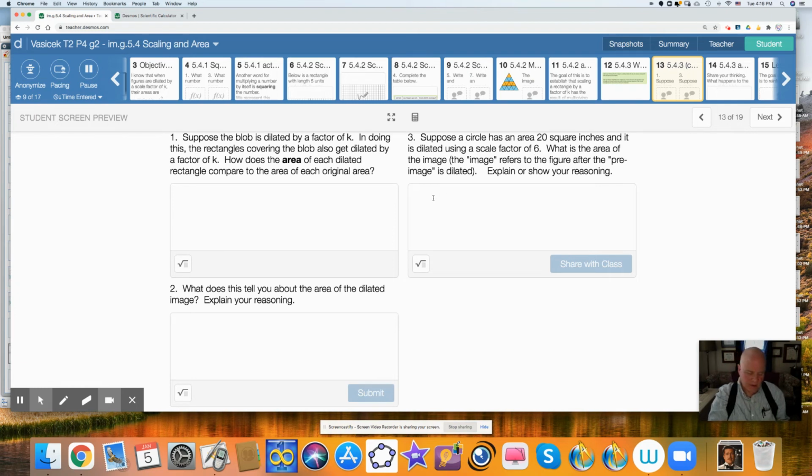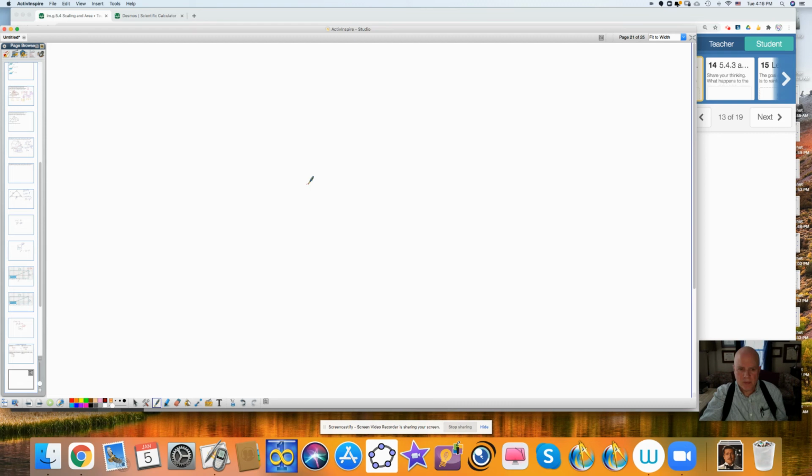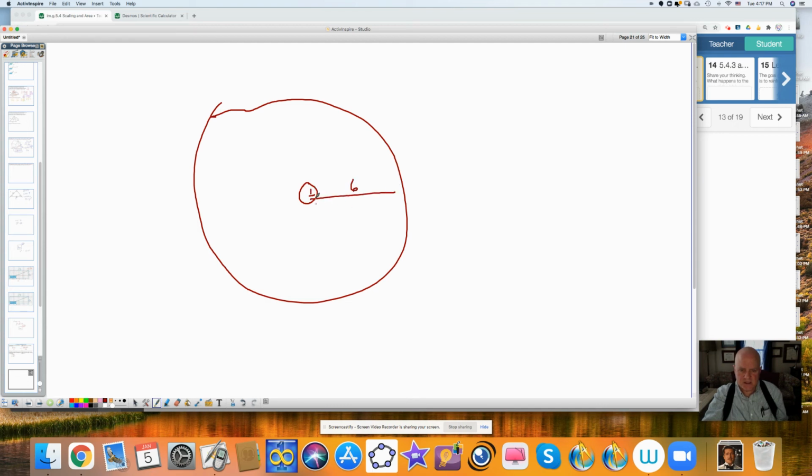So if I have a circle and it's dilated by a scale factor of 6. So if this has a radius of 1, this has a radius of 6. How many times larger is the new one going to be? Well, pi r squared is going to be the area. So I could have pi times 1 squared. And here we've got 6. So pi times 6 squared. This is going to be 36 times larger in the area.